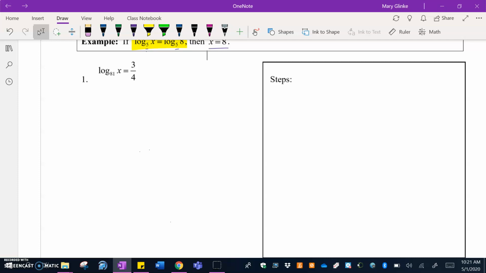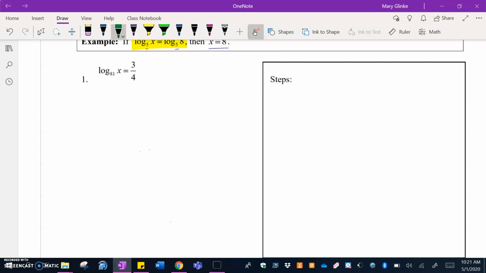So our first step we're going to do is get the logarithm by itself. So looking at number 1, the logarithm is already by itself. Now looking at this, log base 81 of x equals 3/4, our brains aren't really programmed to look at a logarithm and know what that is. We're more used to exponentials. So what we're going to do is get this as an exponential instead of a logarithm.